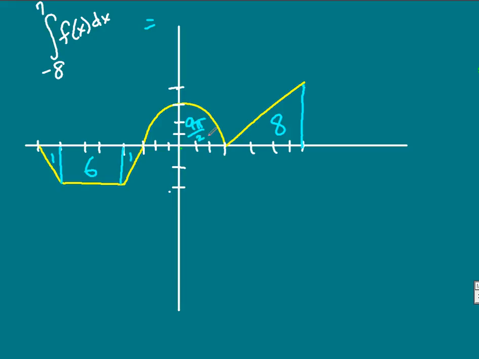So my area, this 6, 1, and 1 is 8, but it's down below, so it should be negative. The 9 pi over 2 is up top, it should be positive. The 8 is above the axis, so it should also be positive. So when you simplify that, 9 pi over 2 is your area under the curve.